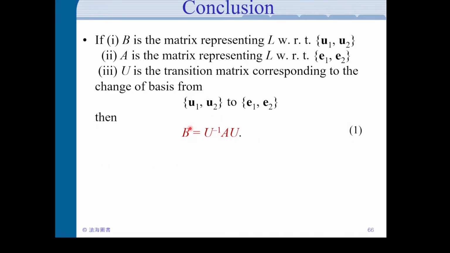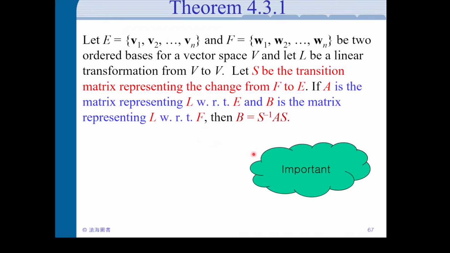So you want to go from standard to U, then you need to do this U minus 1 AU. Okay. And then we have our theorem.